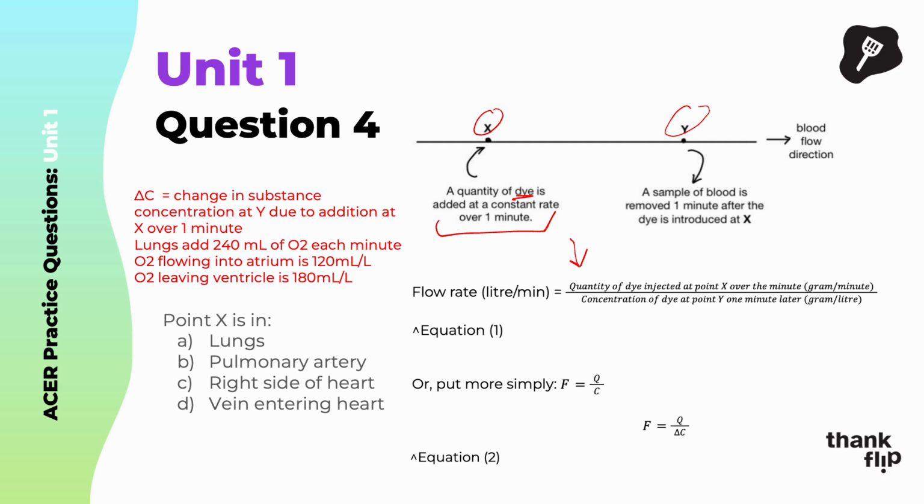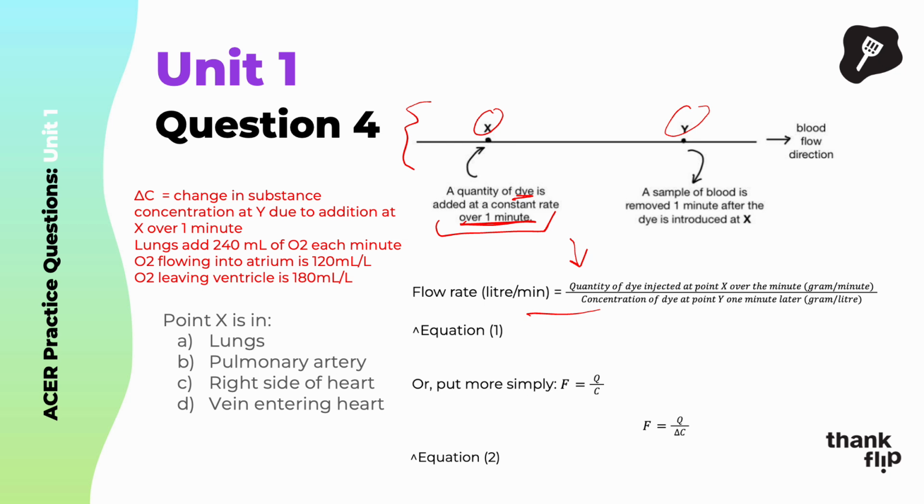Okay, so when I see per minute, I'm thinking, okay, well, over here, we've said over 1 minute. So this is probably something to do with this diagram. It's probably something to do with this equation. And so what we're being asked is what does point X correspond to in the situation that's depicted in figure 3, which is the one with the chimpanzee. So is it the lungs? Is it the pulmonary artery? Is it the right side of the heart? Or is it the vein entering the heart?